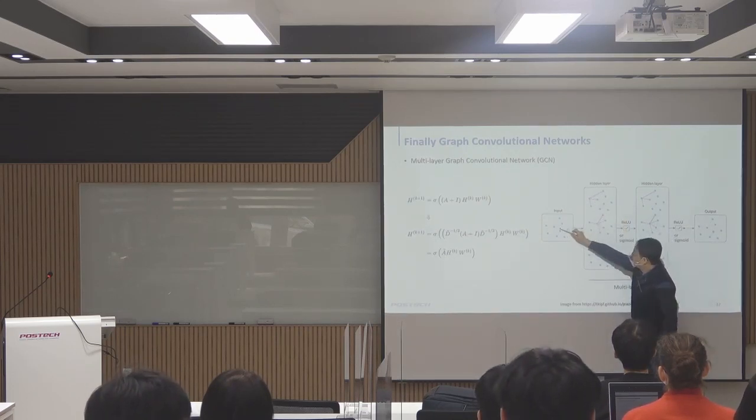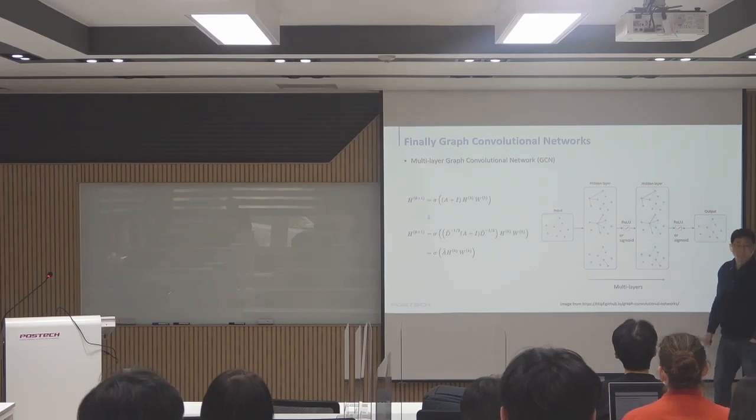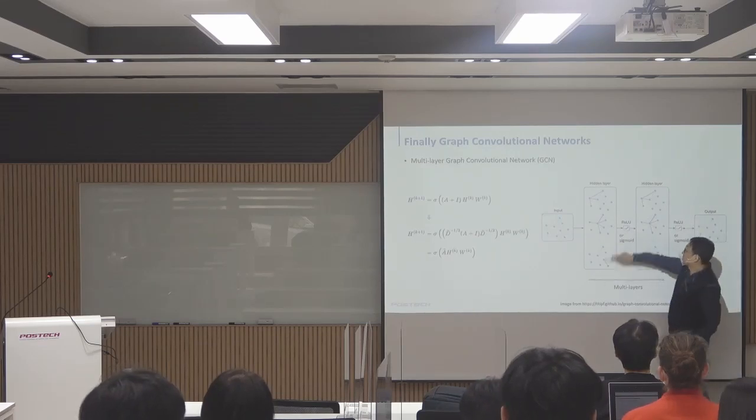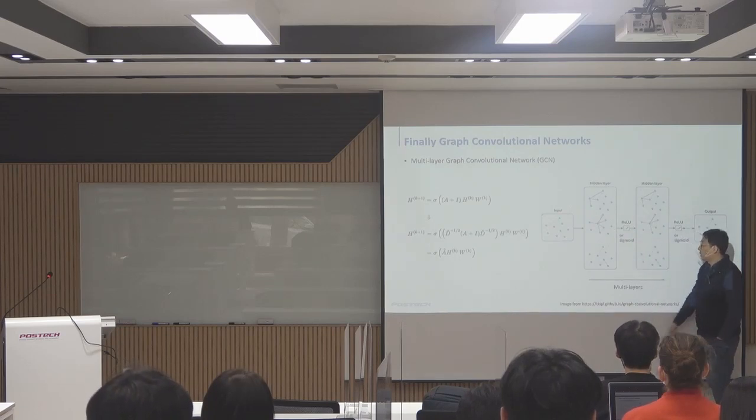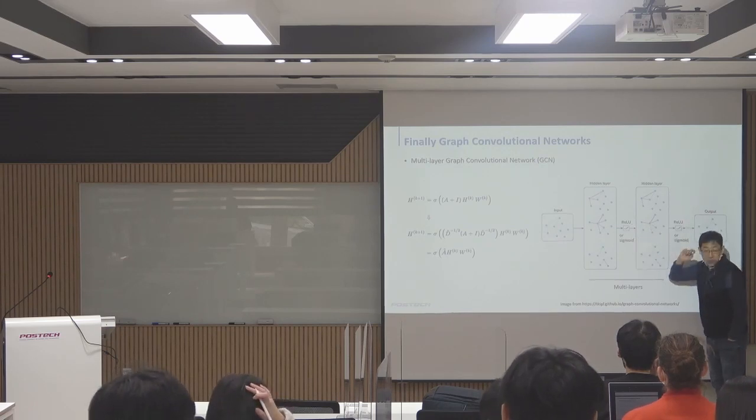And for this node, based on these neighborhoods, we update. That's what's happening in the first hidden layer, followed by any kind of nonlinear activation function. It could be ReLU, it could be sigmoid, it could be tangent hyperbolic, whatever.